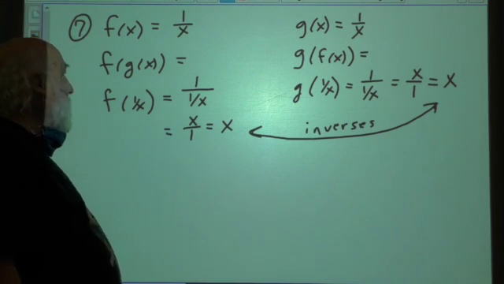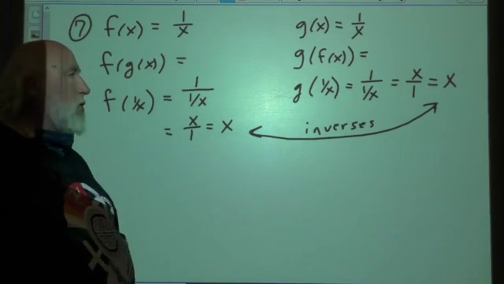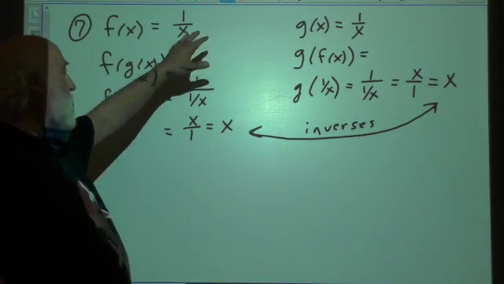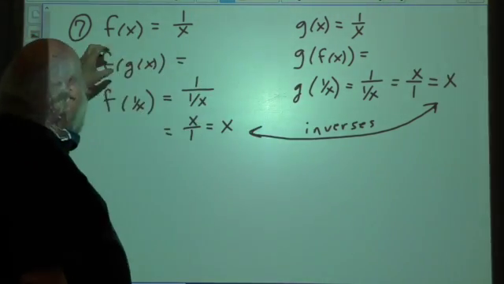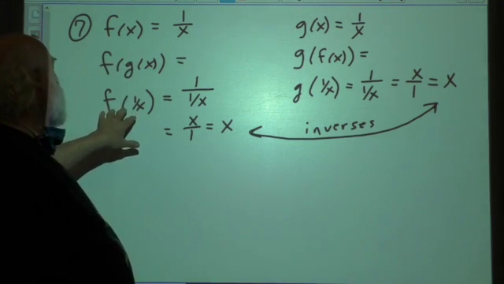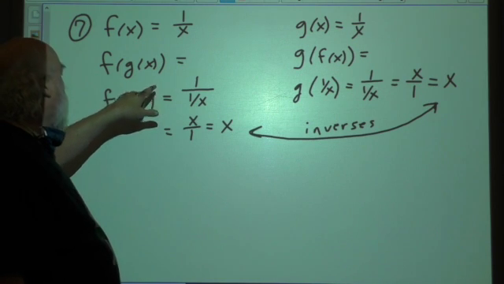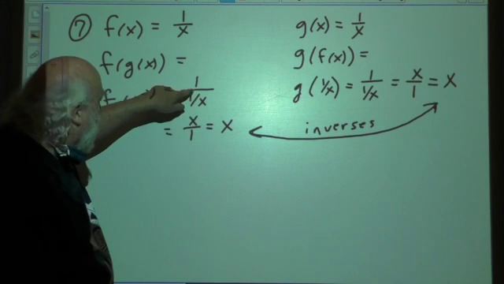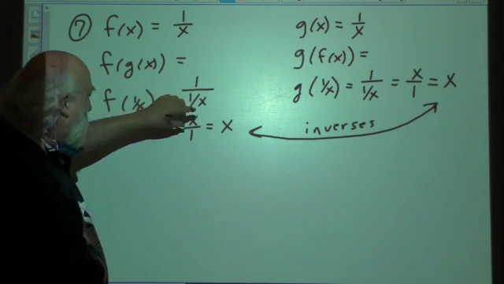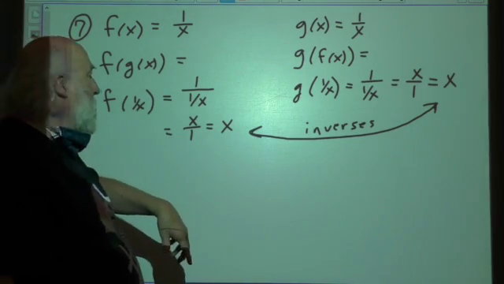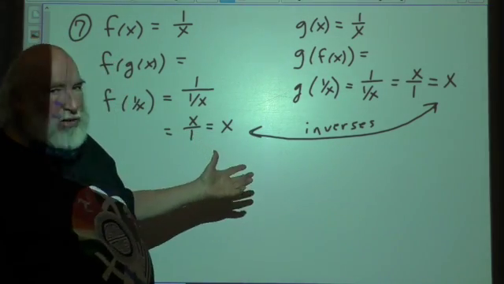Number 7, and this one was a pretty easy one to do. We're given that f of x is 1 over x and g of x is 1 over x, so f of g of x becomes f of 1 over x. And so we plug in 1 over x for x here, and they gave us 1 over x, which is the inverse, x over 1, which is just plain x. So that satisfies the conditions.